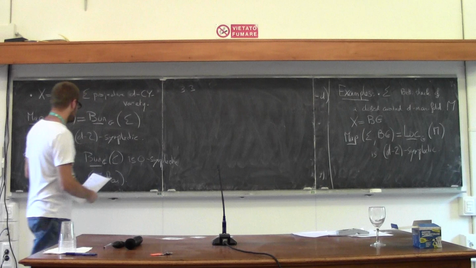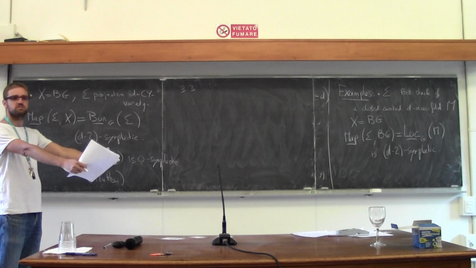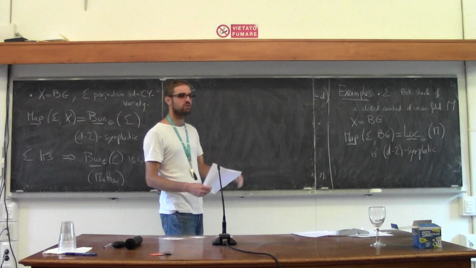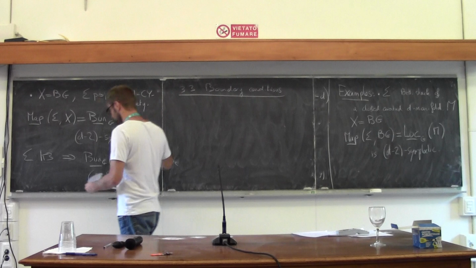So this was basically describing what our functor is going to do on objects. We start with some closed manifold and it gives us symplectic stacks. So now I have to tell you what happens if I take cobordisms. I want to put some boundary conditions, if you want, on my mapping stacks. And this is where Lagrangian correspondences will appear.